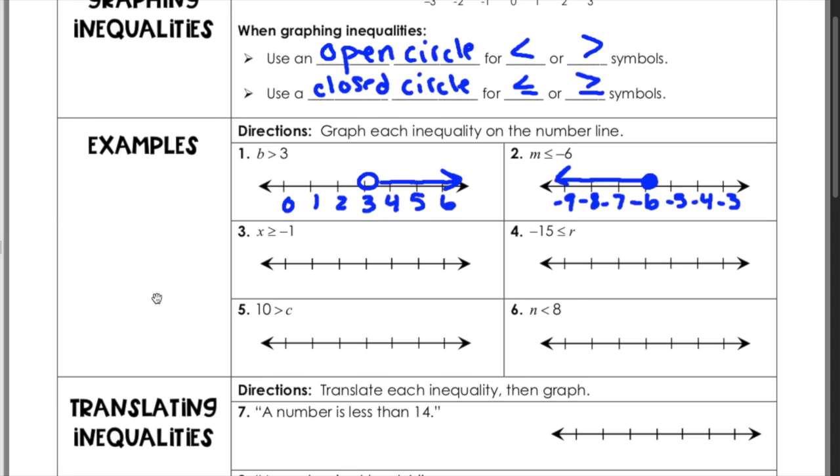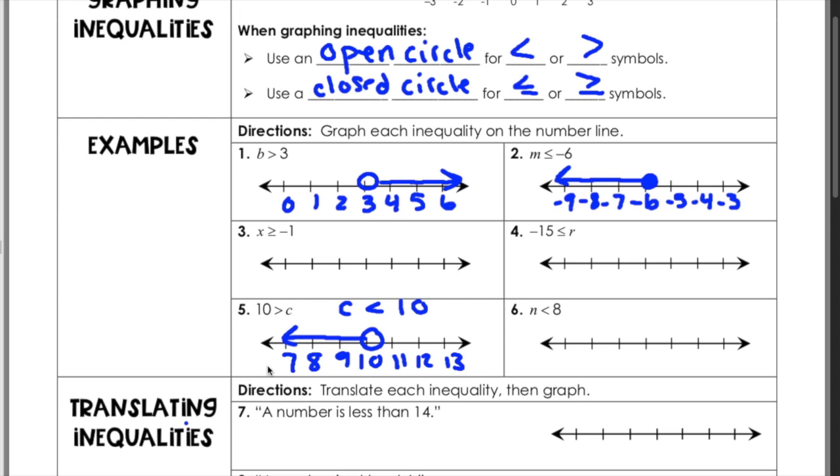All right, let's take a look at number 5. It says 10 is greater than c. So we can rearrange this. If you like to have the variable on the left to make it a little bit easier, you can move it around. That just means that you have to switch the inequality. So if 10 is greater than c, then that means that c is less than 10. So I have 10 in the middle, and then I have 9, 8, 7, 11, 12, 13. It's an open circle because it does not include 10. And then all the numbers that are smaller than 10 are to the left. So less than is to the left.